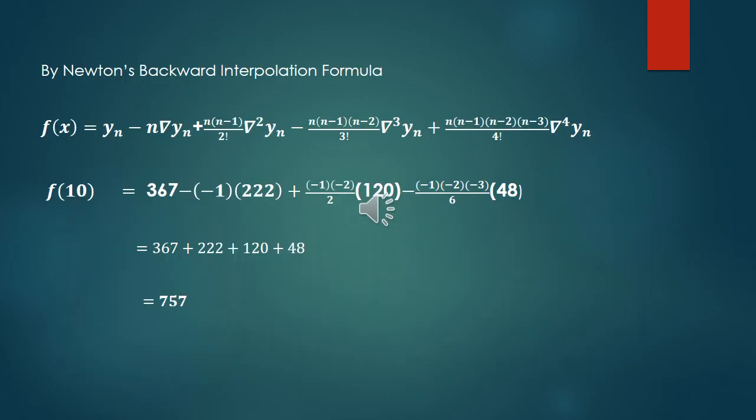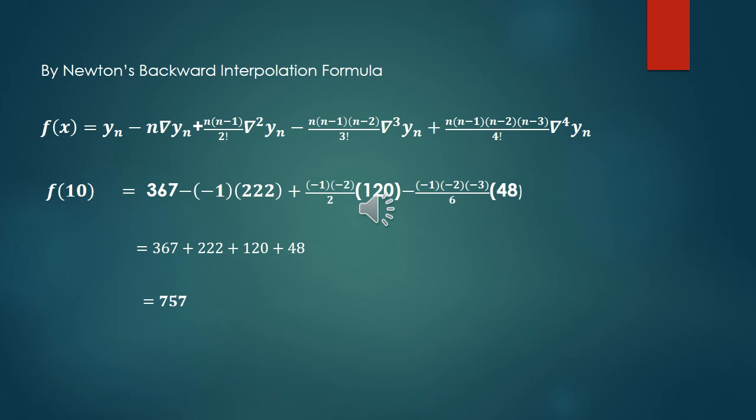By Newton's backward interpolation formula, f of x equal to yn minus n del yn plus n into n minus 1 by 2 factorial del square yn minus n into n minus 1 into n minus 2 by 3 factorial del raised to 3 yn plus n into n minus 1 into n minus 2 into n minus 3 by 4 factorial del raised to 4 yn.